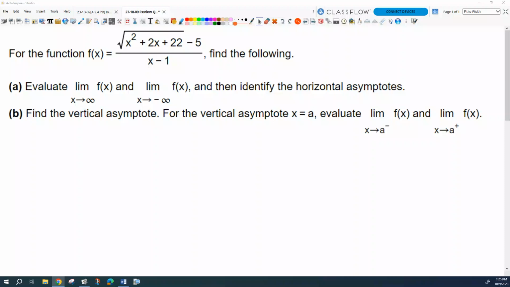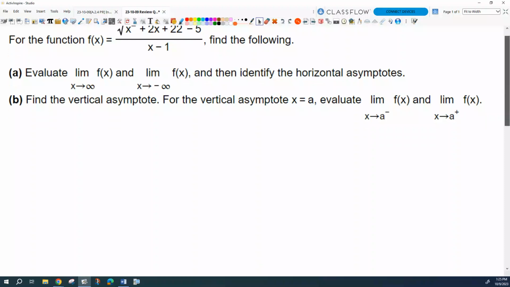The bottom is 0 where? At 1. Is the top 0 at 1? You sure? It is, isn't it? If I plug it in, I'm going to get square root of 25 minus 5, so I'm getting 0 over 0 there. So we don't know if it's a vertical asymptote or not yet, right? What would we do to find out?